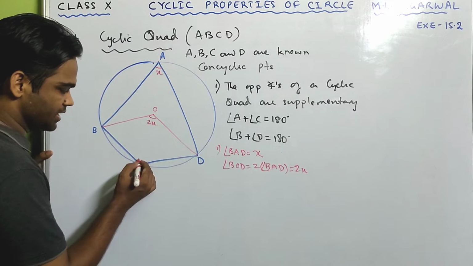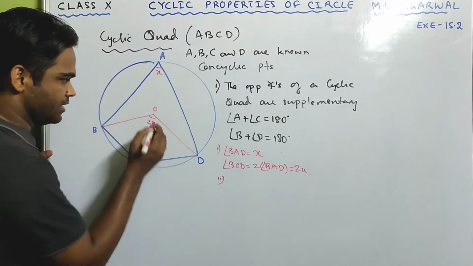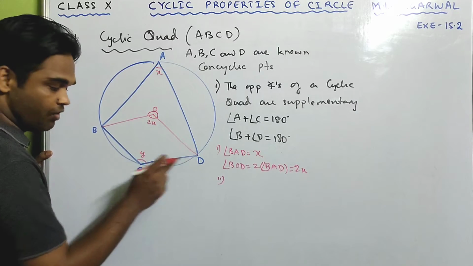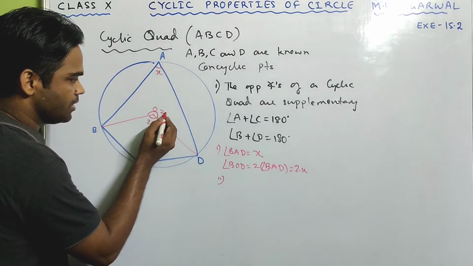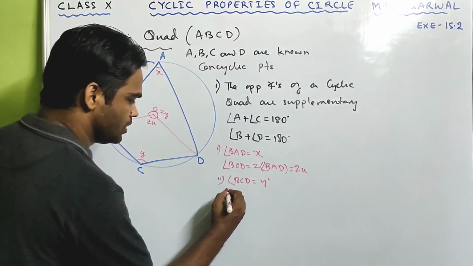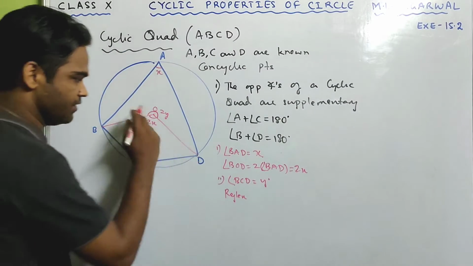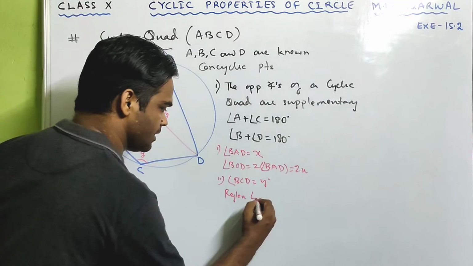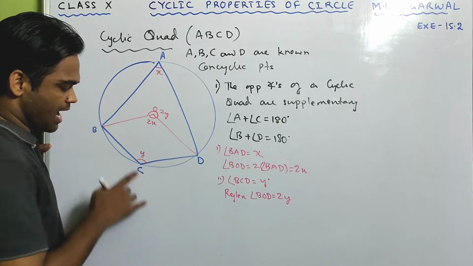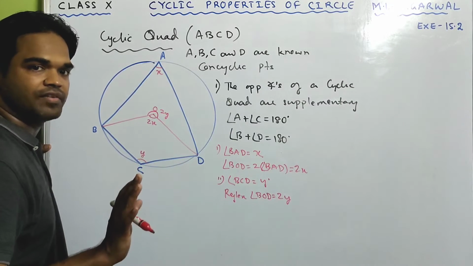Angle BCD, suppose this is y, then same logic we have done. Reflex angle BOD will be twice of BCD, which means if angle BCD is y degrees, then reflex BOD, this part of the angle, will be twice of y. Same logic: the angle at the center is twice the angle at the circumference.